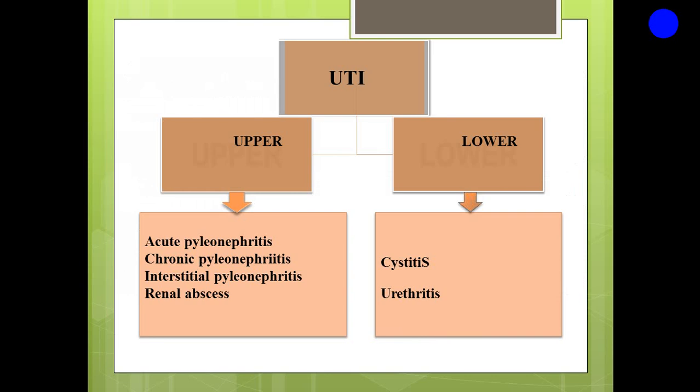This structure gives us the types of urinary tract infection: the upper urinary tract infection and the lower urinary tract infection. The lower urinary tract infection is divided into cystitis and urethritis, and the upper urinary tract infection is divided into acute pyelonephritis, chronic pyelonephritis, interstitial pyelonephritis, and renal abscess.